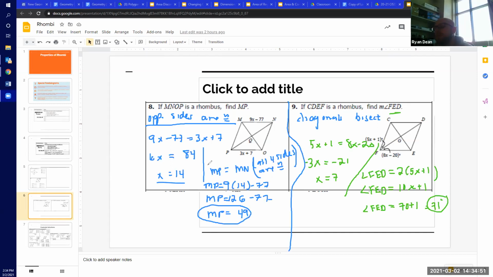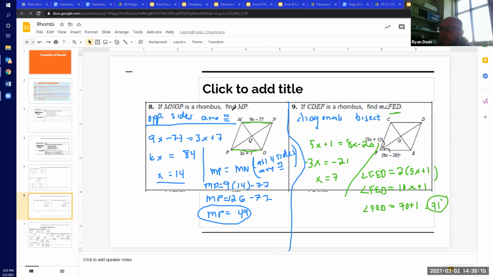All right, so here is our work that we are showing here. For number 8, we have 9x minus 77 equals 3x plus 7. That comes from the opposite sides are congruent. Solve for x, so we move all the x's to the left, the numbers to the right. We get 6x equals 84. Divide by 6, and x is equal to 14.